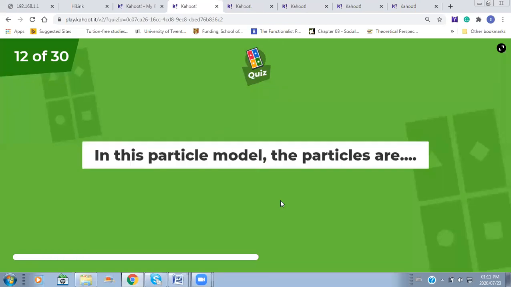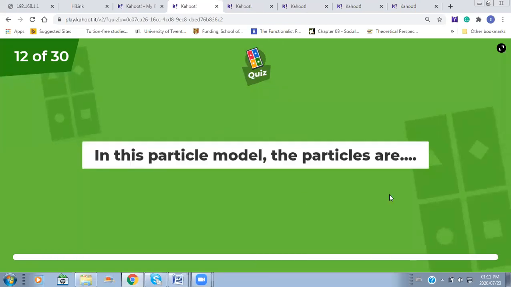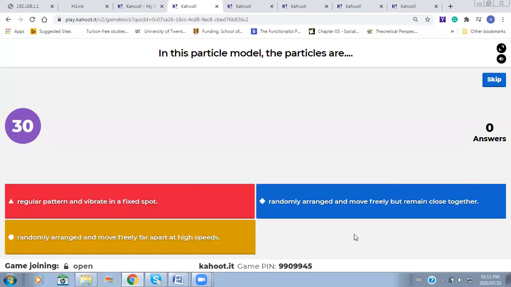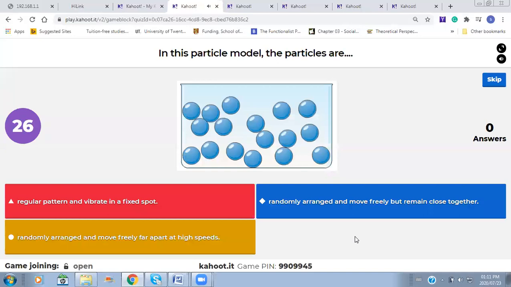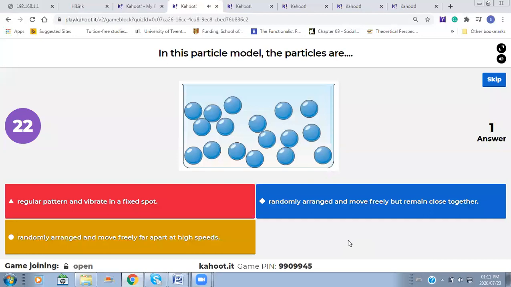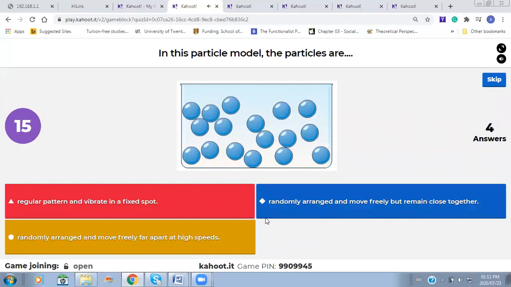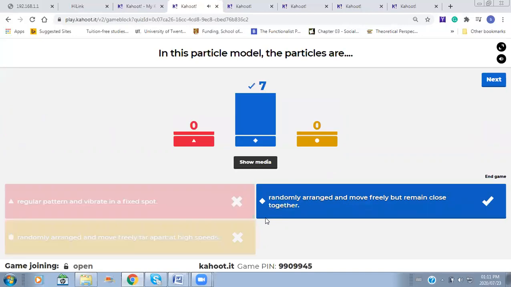In this particular model, A: the particles are in a regular pattern and vibrate in a fixed position. B: randomly arranged and move freely but remain close together. And C: randomly arranged and move freely, far apart at high speed. Let's check it out. The clock is ticking. Very good.